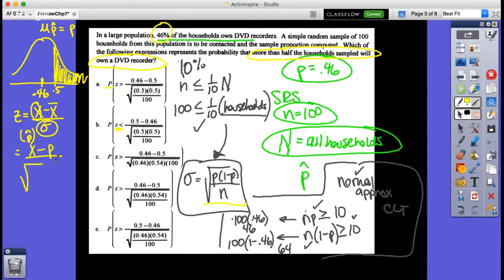So how do I find my standard deviation of this? I do my P times 1 minus P all over N, right? Now let's plug in. X is 0.5 minus P, which is 0.46, divided by the square root of 0.46 times 0.54 divided by the little n, which is 100. And since this is z over here, really we're saying that z has to be greater than, right? We're talking about whatever's greater than that 0.5.